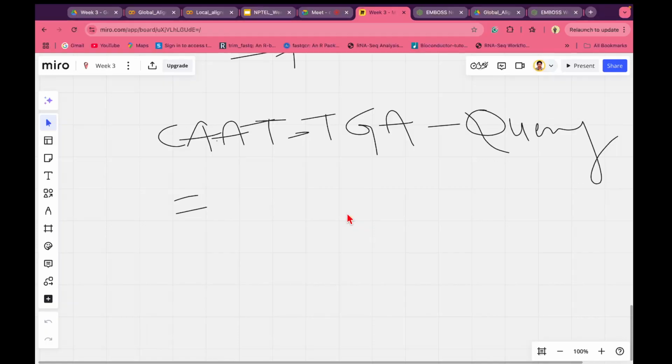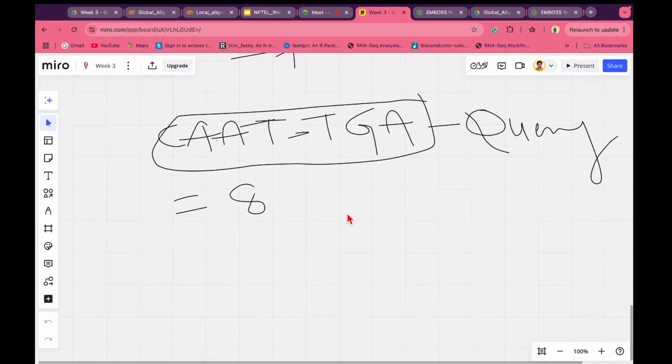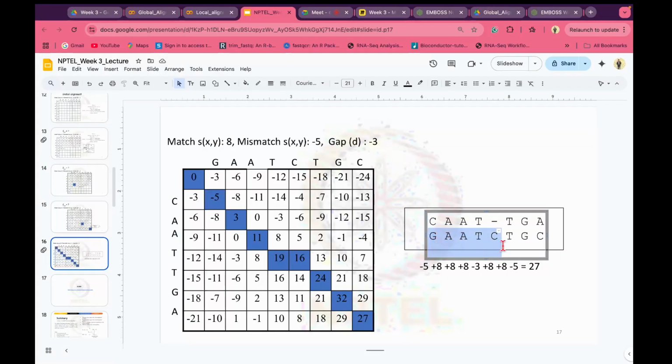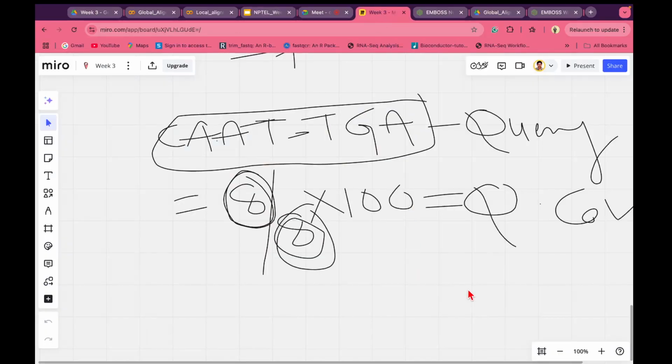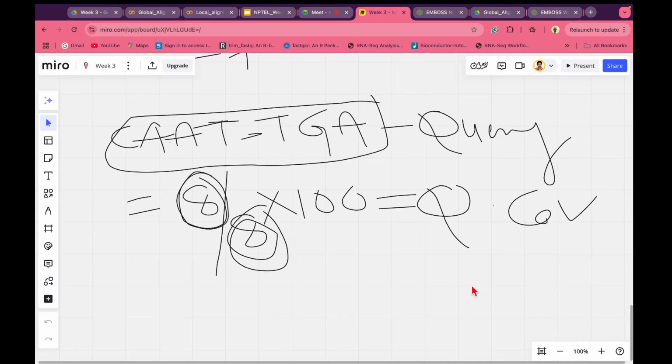So the length of the sequence in this alignment is 8, divided by the other length of the sequence that has been aligned. Here also we have 8 residues that have aligned. 8 into 100. So the length of the aligned query sequence, divided by the length of the aligned subject sequence, into 100 gives the query coverage. So this is 100%.